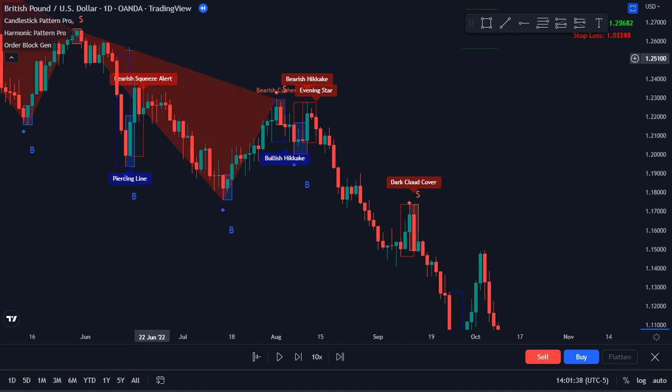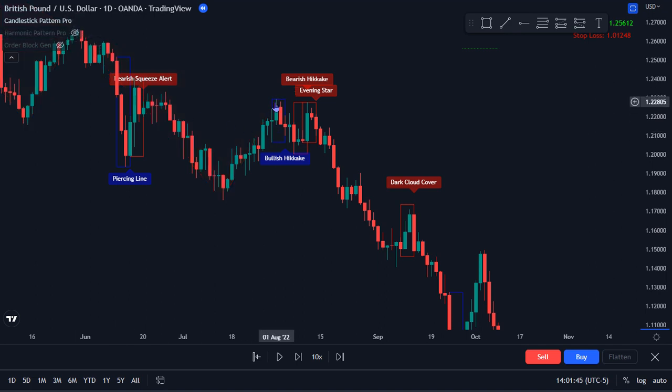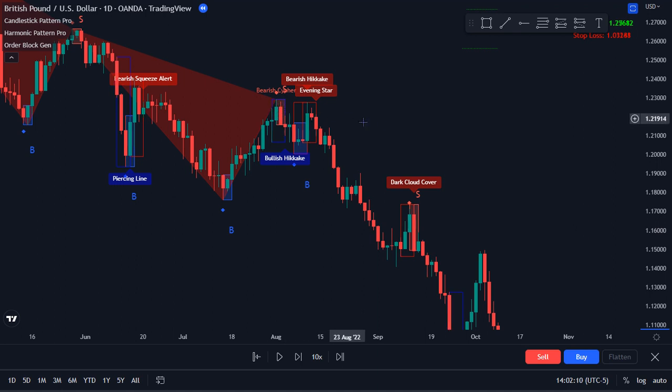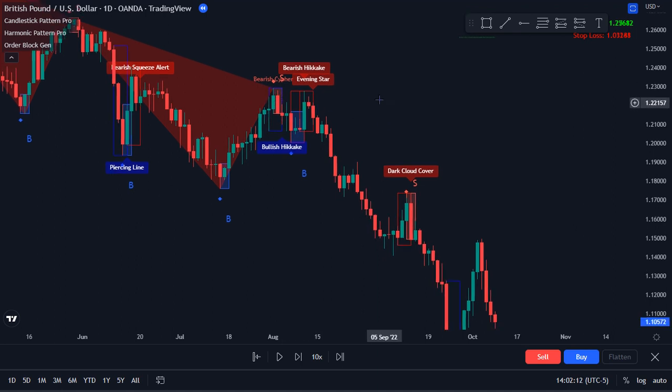So for instance, let me hide the Order Block Gen real quick. In the harmonic pattern, remember, this is where it forms. But we do see a bullish Ichimoku pattern right here. So yes, that's kind of conflicting. However, right as it retraces, let me turn the Order Block Gen back on, and we see this bearish order block right here, right? So this bearish order block forms right as the harmonic pattern forms. That is an incredible two-step confirmation there.